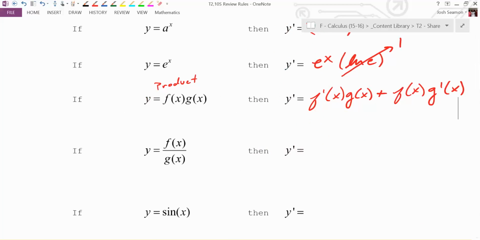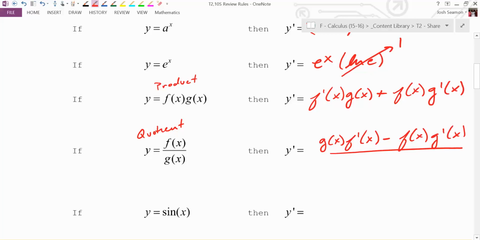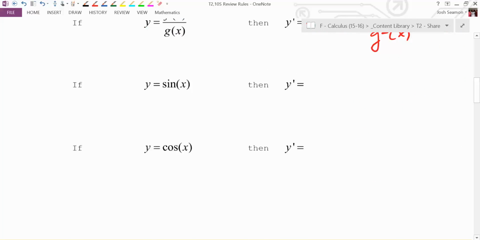What rule is this called? What about this one? The quotient rule. Nice. And do you remember that low d high minus high d low over low squared? So it's low times f prime minus high d low all over what? Low squared. Like that.